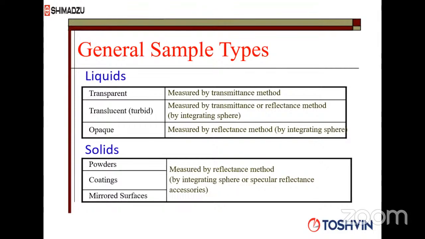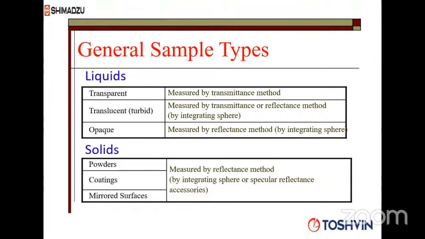Liquids can be of three different types, transparent liquid. If you take distilled water, that's a transparent liquid. You take normal hexane, benzene solvent, they're all transparent liquid. You can directly keep the sample inside the instrument. You don't require any special attachment, and you can read the transmittance value directly.